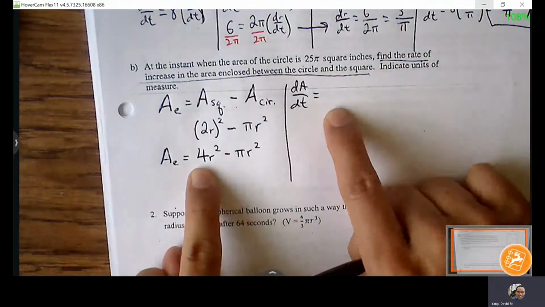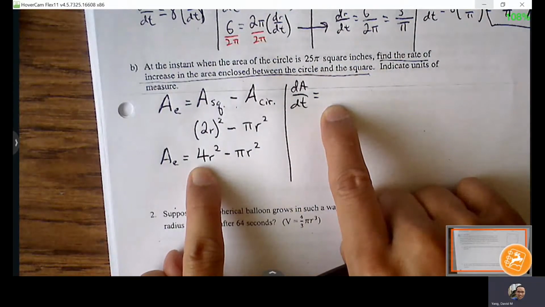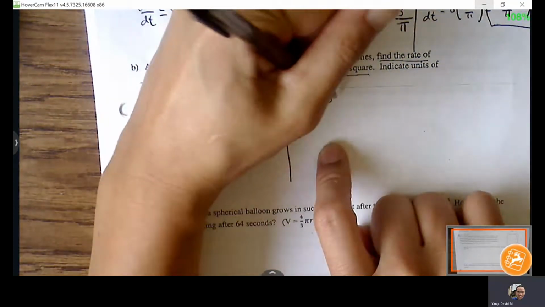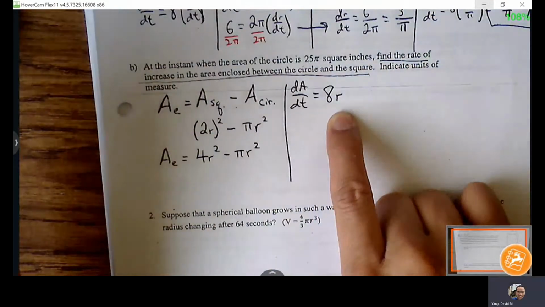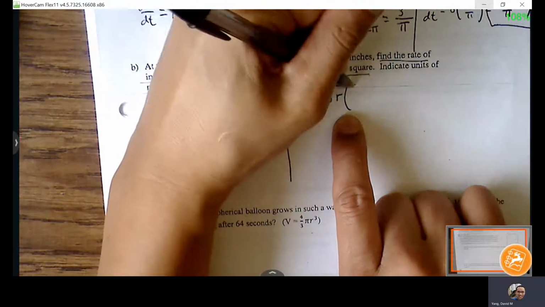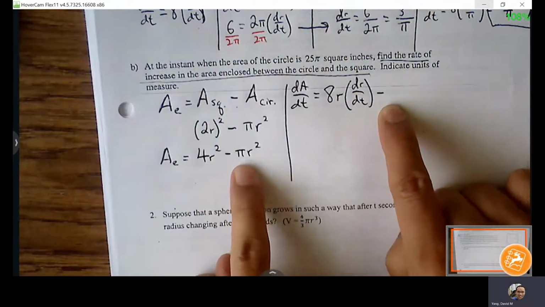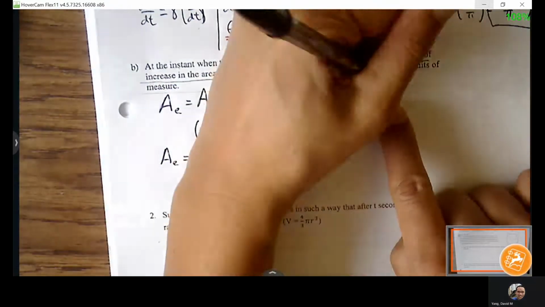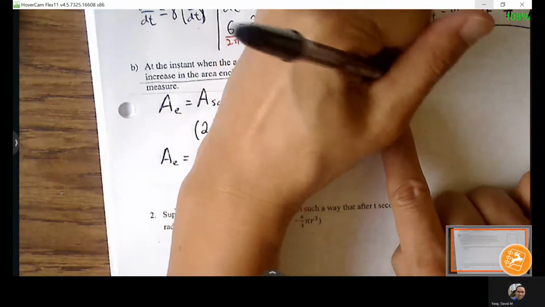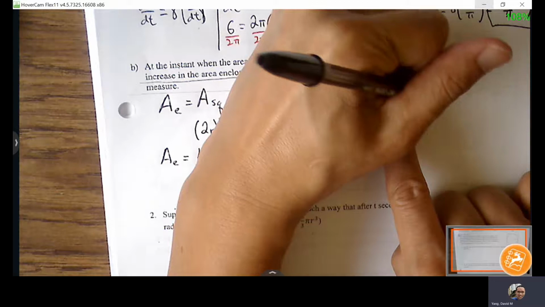So A becomes dA/dt. 4r squared becomes 8r. What comes after that? dr/dt, right? Minus 2 pi r dr/dt.